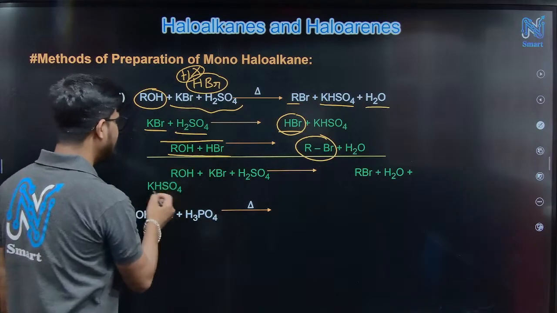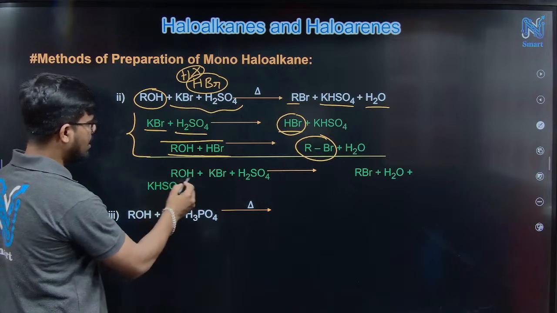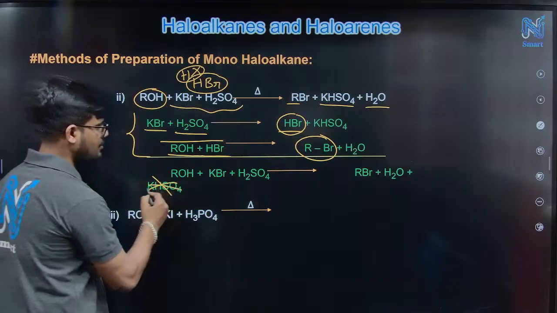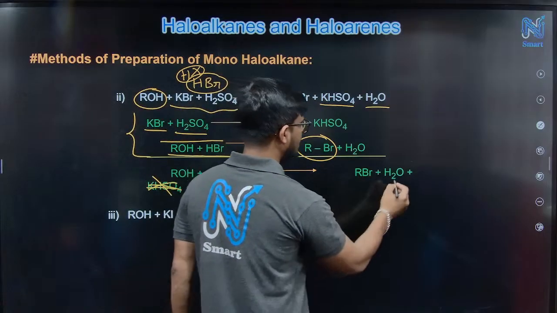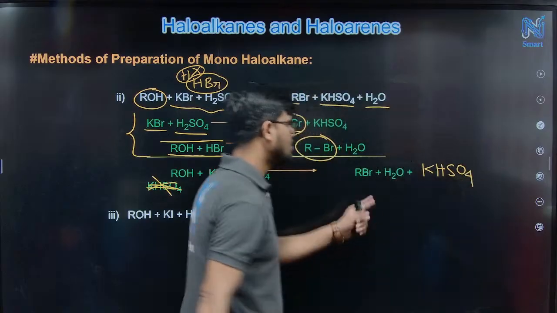So if you add these two reactions, you will get ROH plus KBr plus H2SO4. This should be here, RBr plus H2O plus KHSO4. Okay, so this is our entire reaction.